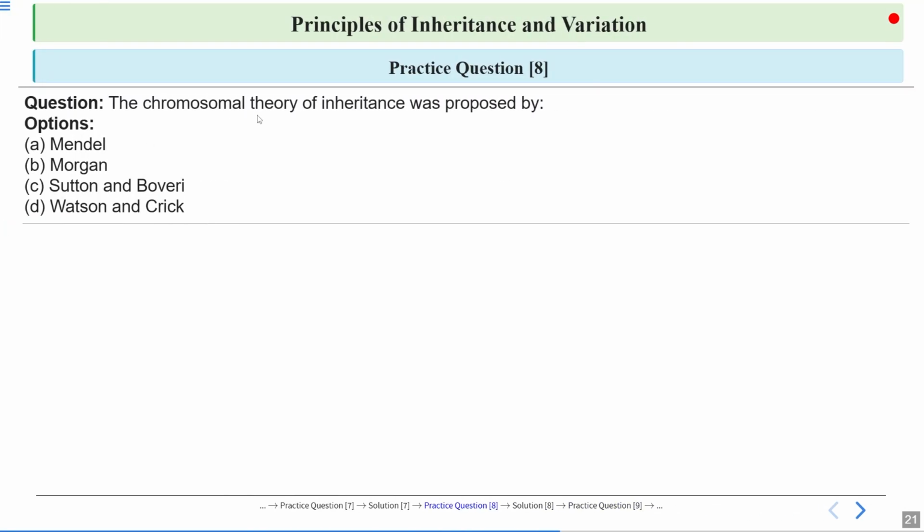Next question: the chromosomal theory of inheritance was proposed by Mendel, Morgan, Sutton and Boveri, or Watson and Crick. This is a very straightforward question. What is the correct answer?